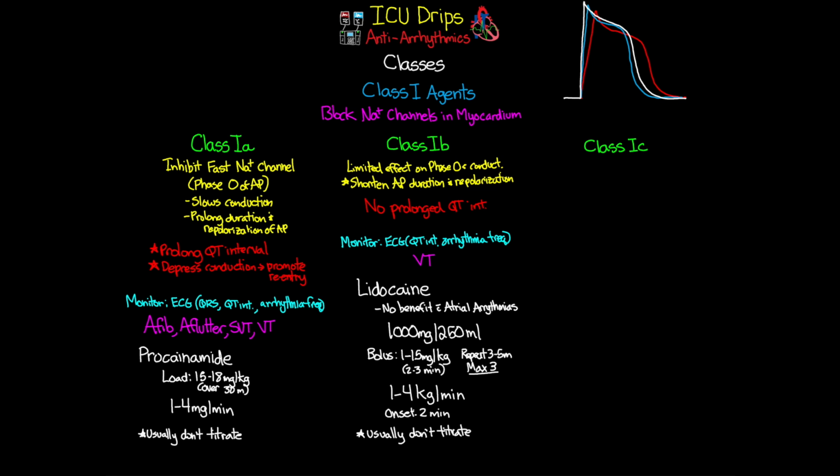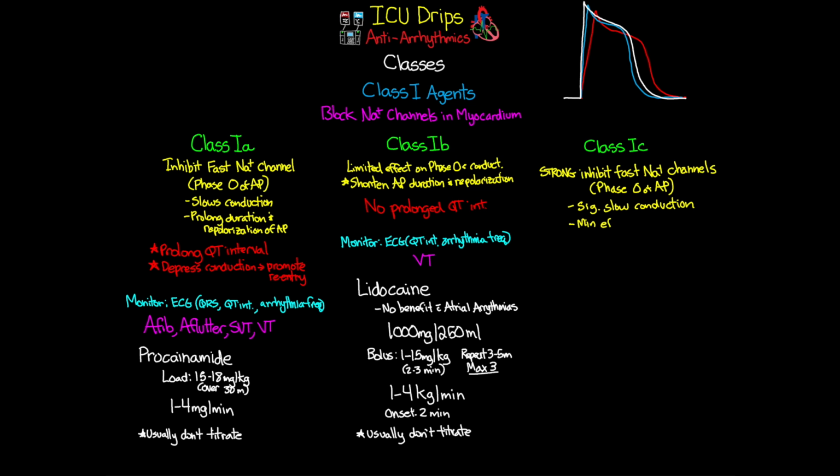All right, and so lastly, let's move on to our Class 1C agents. And so for the medications in this class, these are actually going to be the strongest medications when it comes to inhibiting fast sodium channels. So again, this is our phase 0 of the action potential. This is also going to significantly slow our conduction.